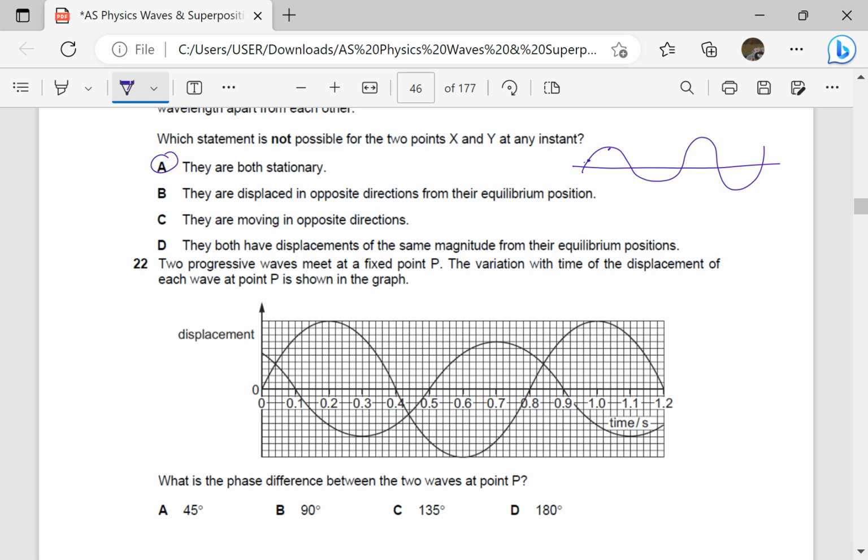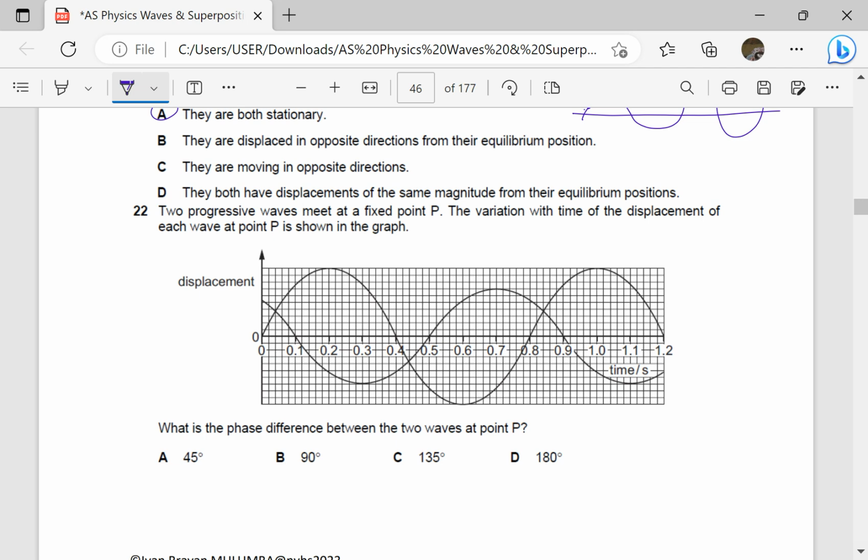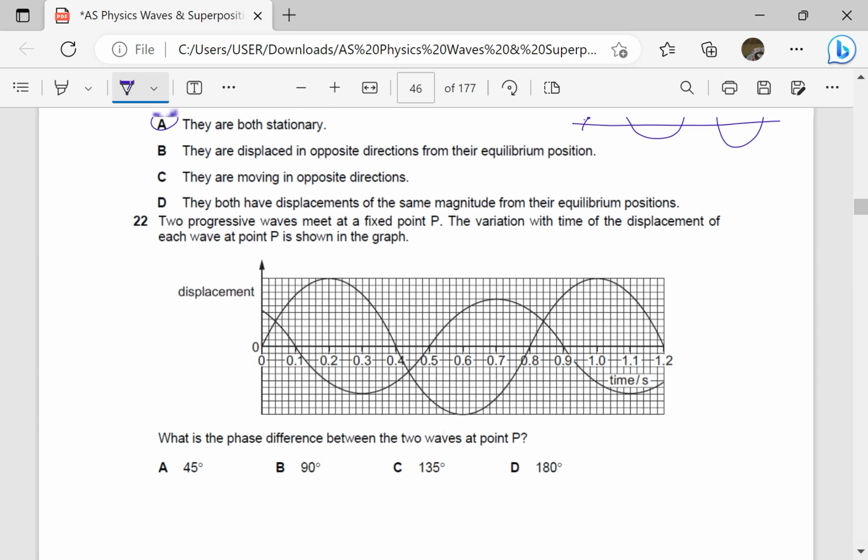Two progressive waves meet at a fixed point P. The variation with the time t of the displacement of each wave at point P is shown in the figure here. So this is the last equation for part 2. What is the phase difference between the two waves at point P? So let's look for corresponding points.